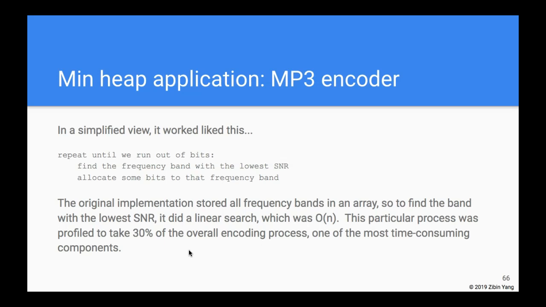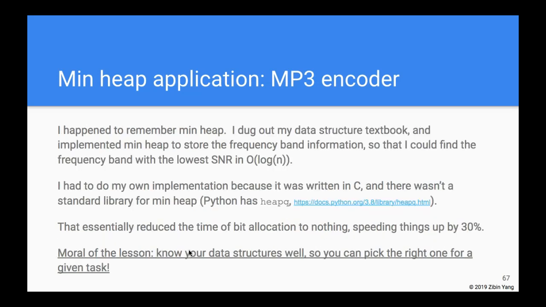The encoding process involves many other components as well, right? So 30% for one component is a whole lot. I was trying to optimize how to make this faster, and then I happened to remember min heap that I learned when I was an undergrad student. That was in the data structure class, like the one you're taking right now. So I dug out my data structure textbook. I didn't remember how to implement a min heap, but just based on the code in the textbook, I implemented a min heap instead of an array to store the frequency band information.